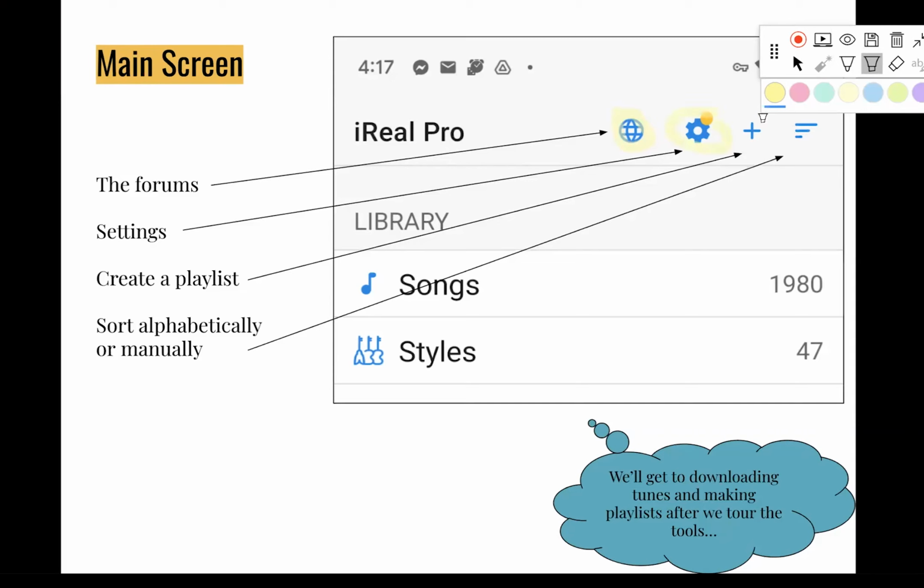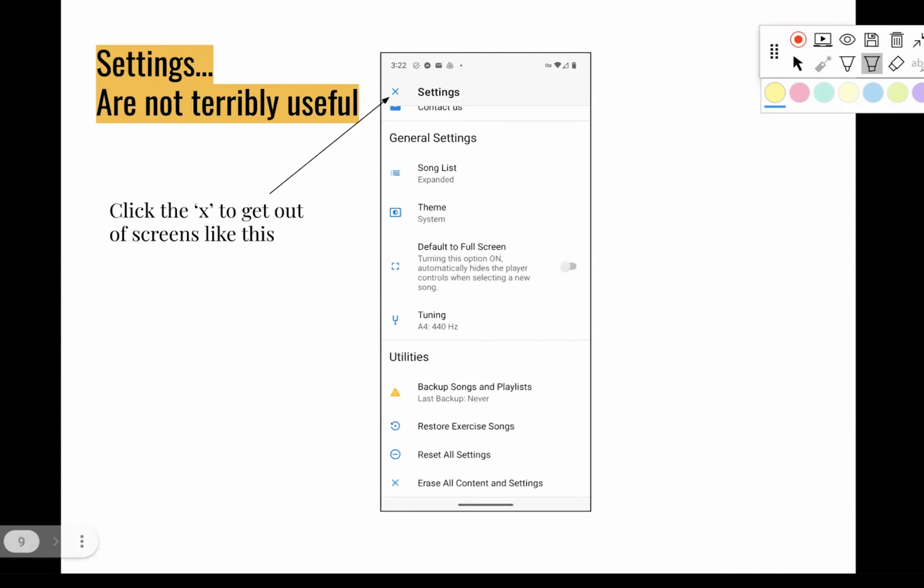Settings is up here. When you're on the main screen, this plus is create a playlist. When you're in a tune, the plus is create a tune, just to make things a little confusing. And this is just the sorting. You can either sort alphabetically or manually. So we'll get to downloading tunes and making playlists after we tour the tools. So let's go for a little bit more of a tour of the tools.